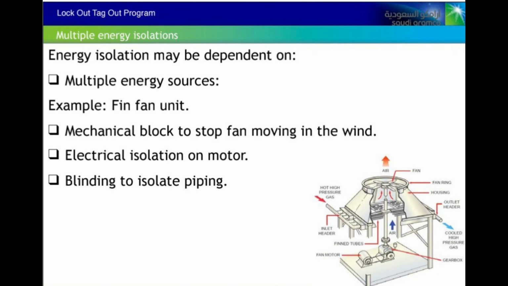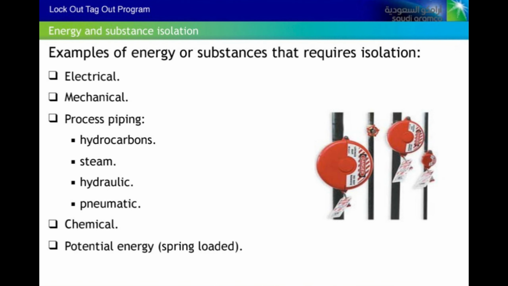Energy isolation may be dependent on multiple energy sources, example, fan unit. Mechanical block to stop fan moving in the wind. Electrical isolation on motor. Blinding to isolate piping. Energy and substance isolation, examples of energy or substances that require isolation: electrical, mechanical, process piping or hydrocarbons, steam, hydraulic, pneumatic, chemical, potential energy, spring-loaded.